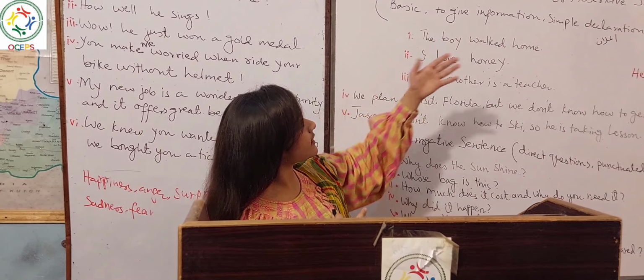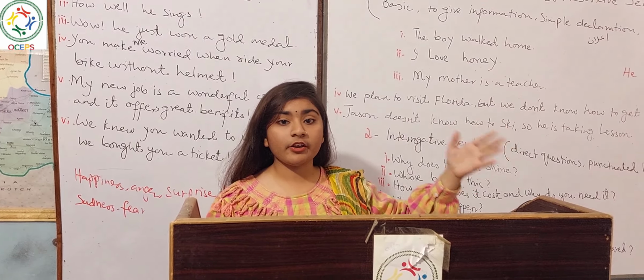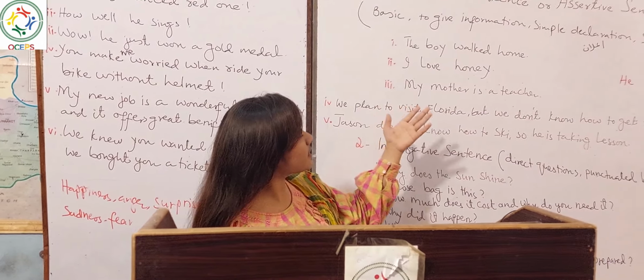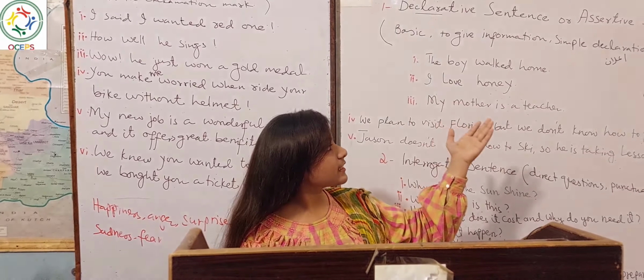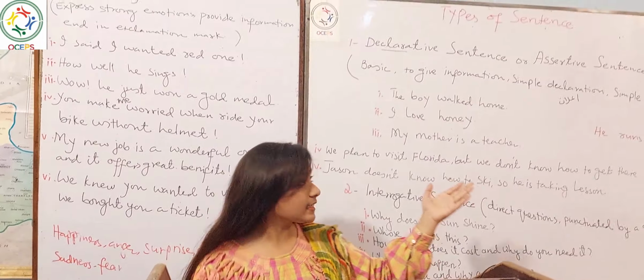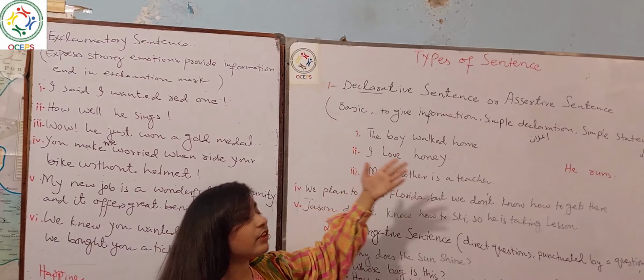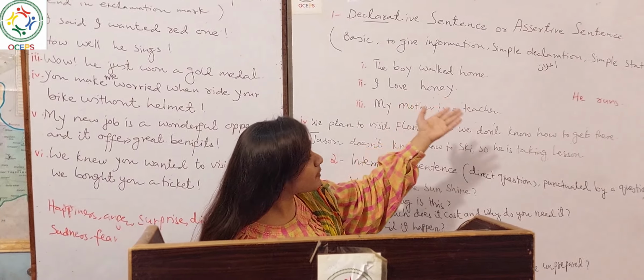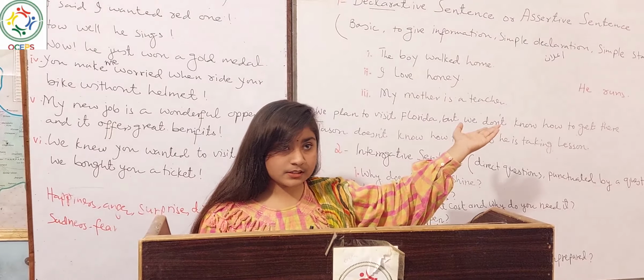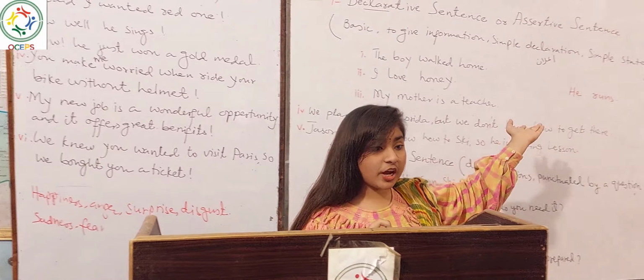So types of sentences, there are many types of sentences. I am going to share with you any three types of sentences. The first type is declarative sentences or assertive sentences. The definition, or we can say the basic purpose, is to give information. These sentences will always give normal information, a simple declaration or simple statements that we are using.